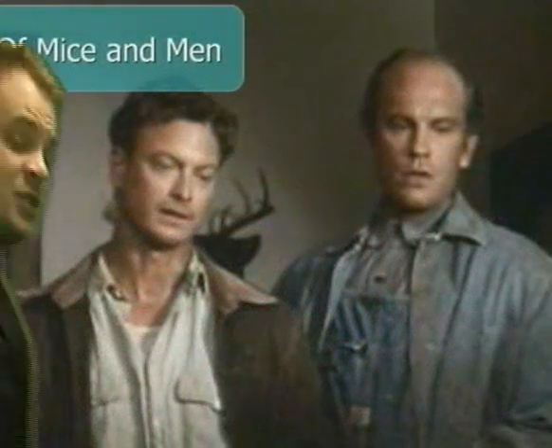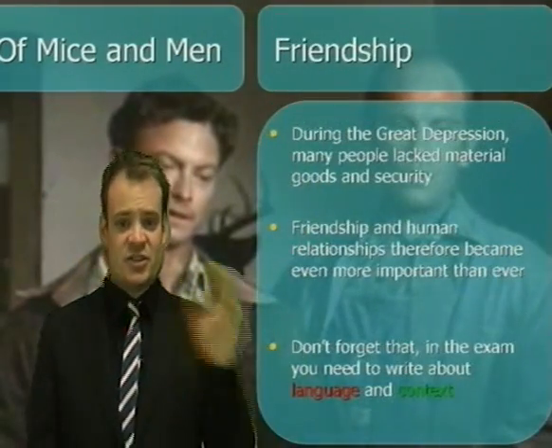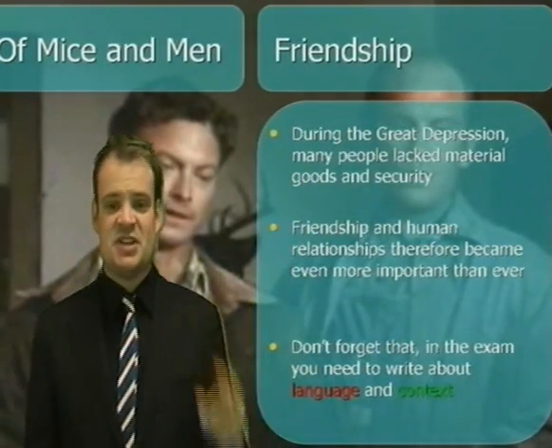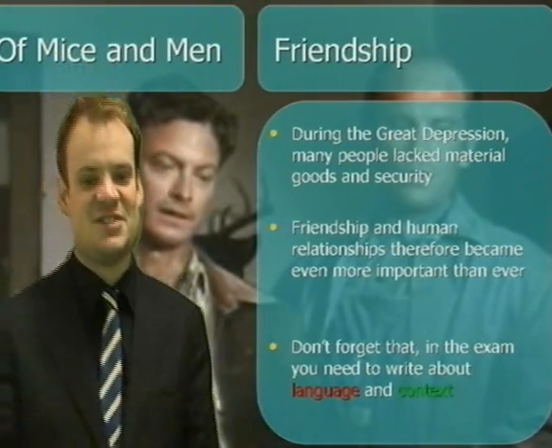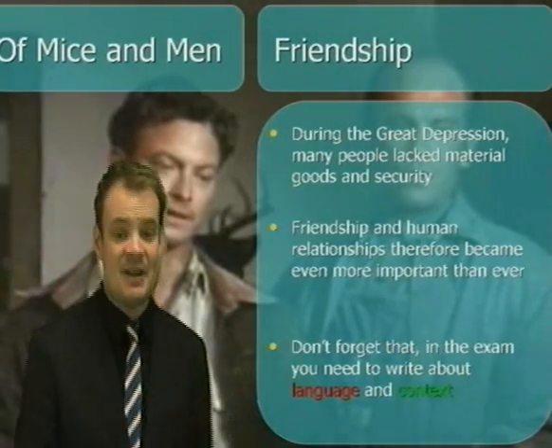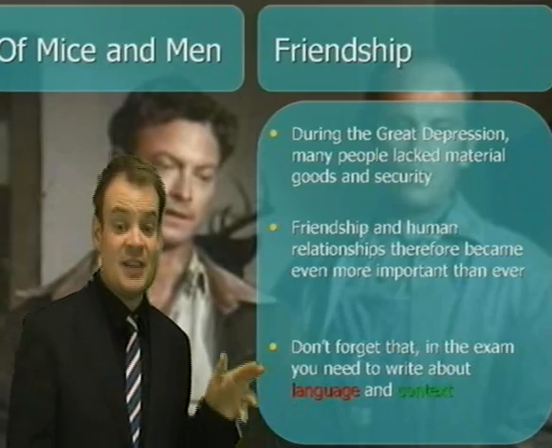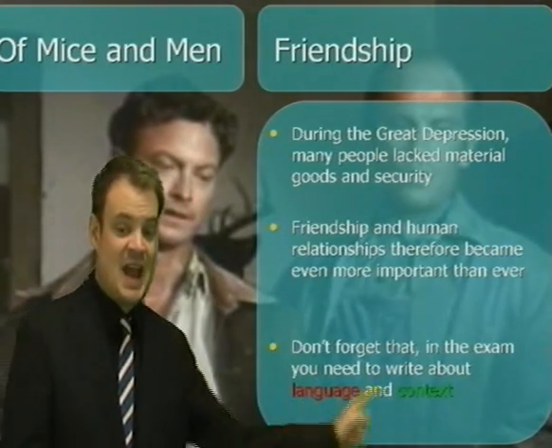Okay then. Just to recap, Of Mice and Men, the theme of friendship. During the Great Depression, many people lacked material goods and, what does that word say, security. Friendship and new relationships are therefore more important than they ever had been. Don't forget that in the exam, you need to write about the language of your chosen quotations and the context of the novel.